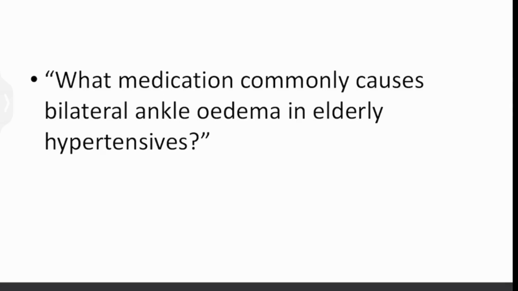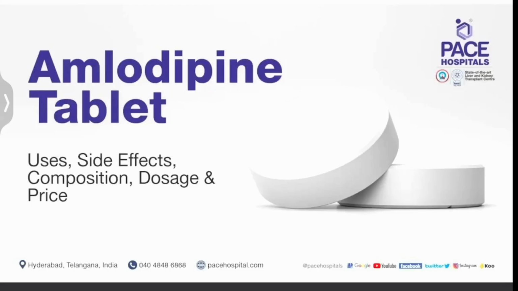So now the important point to be remembered is what medication commonly causes bilateral ankle edema in hypertensives. Of course, heart failure can produce it, but in heart failure, the JVP will be elevated. So if the JVP is not elevated, again, the most important cause is the calcium channel blocker, amlodipine. Any calcium channel blocker can produce it, but one of the most commonly used drugs is amlodipine.